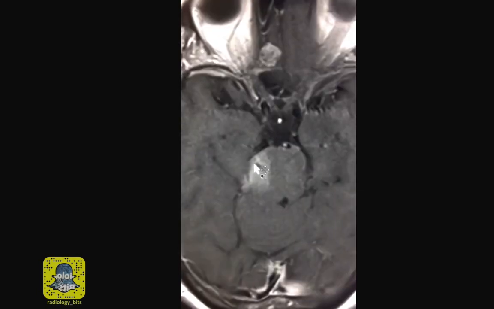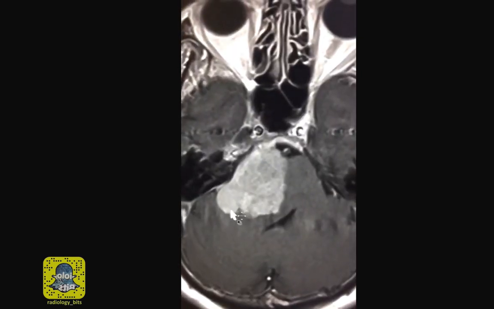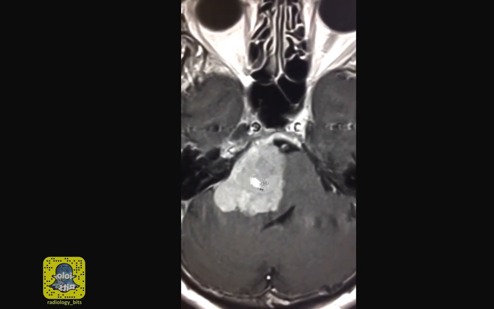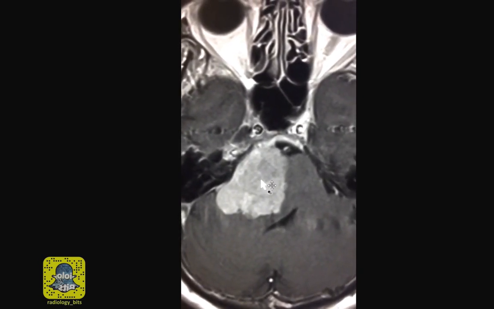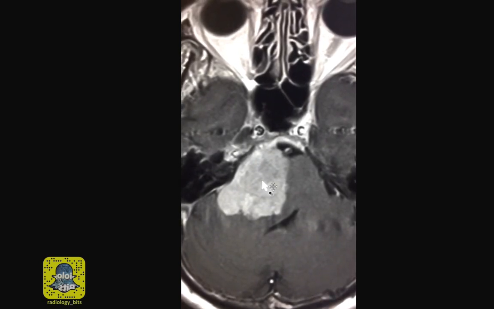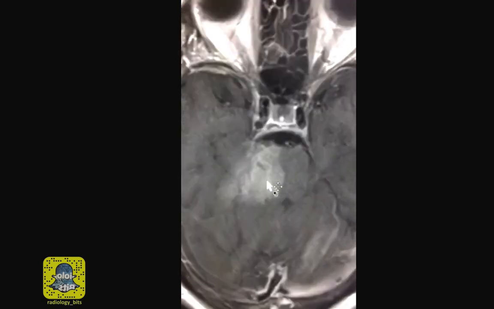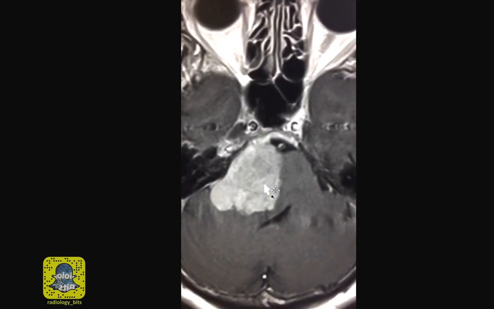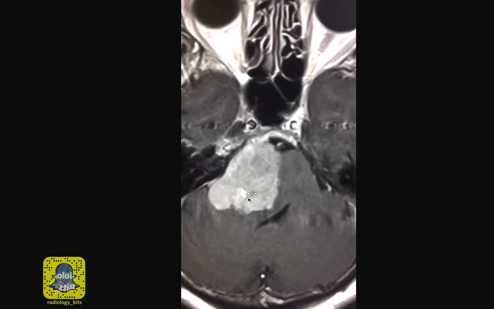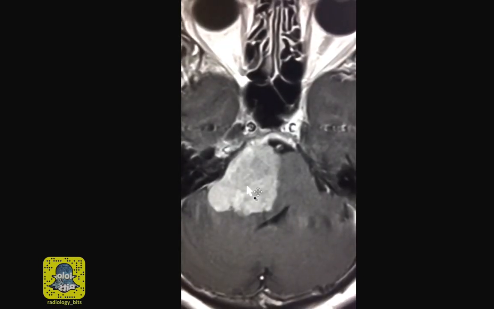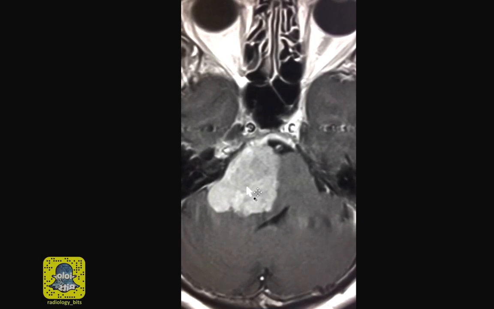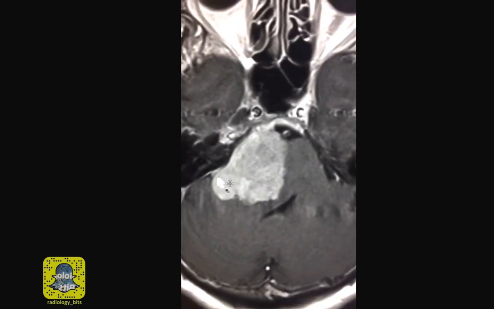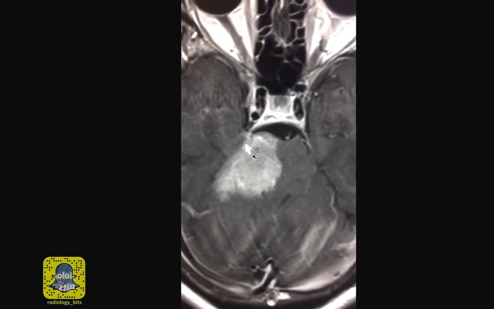This is the same abnormality after administration of intravenous contrast, and the lesion intensely enhances. Now, the major differential diagnosis here would be that of a meningioma, schwannoma, and depending on the patient's age and history, you might add metastasis or lymphoma. On the prior clip, we talked about a few differentiating points between schwannomas and meningiomas. What favors a meningioma here is the wide dural base.